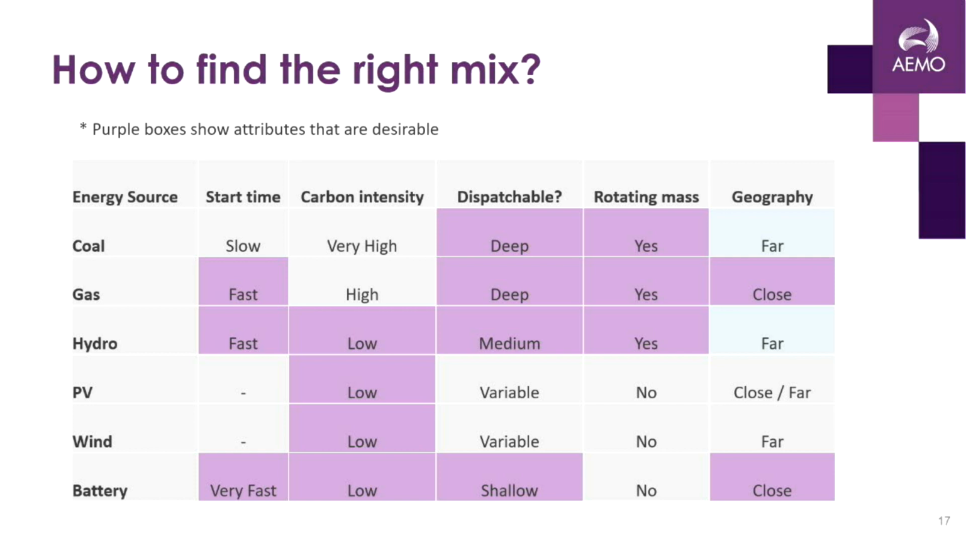Batteries, very fast start time, low carbon intensity. They're dispatchable, but they're a shallow storage. They don't hold a huge amount of energy, so they're good for injecting power to solve short-term losses. They have no rotating mass, and they can be embedded close to the load centre.